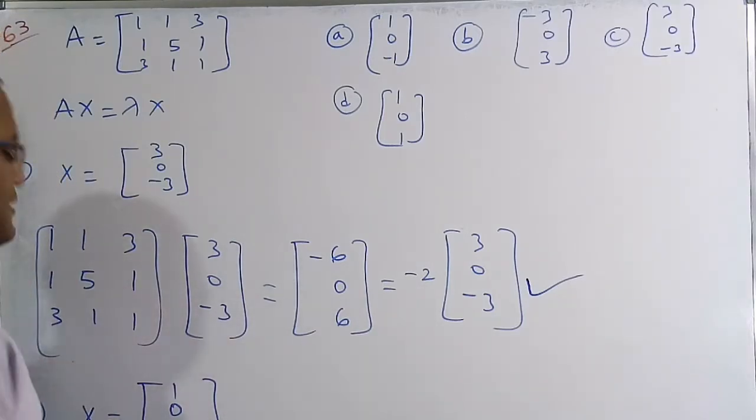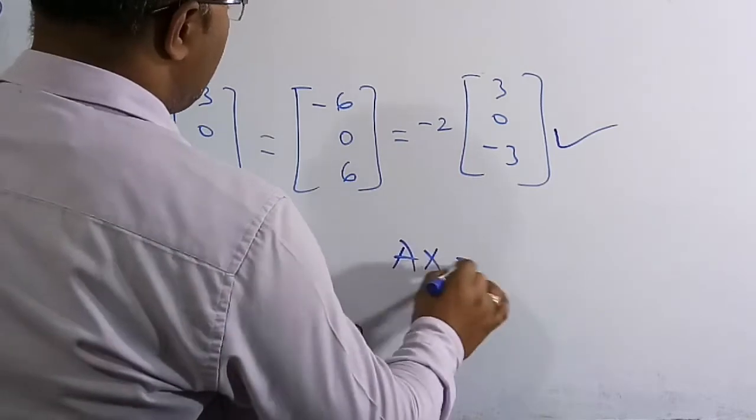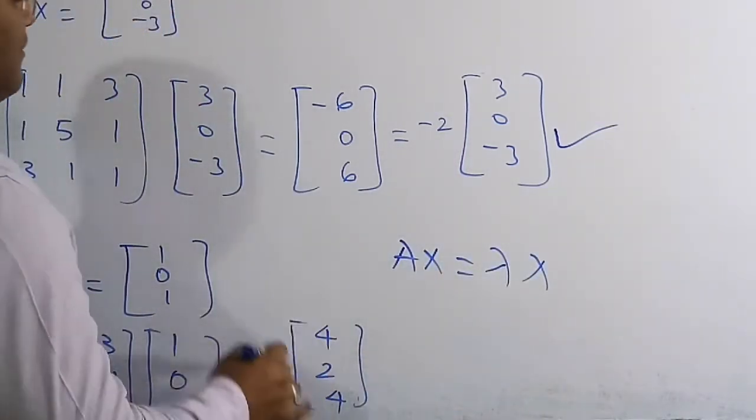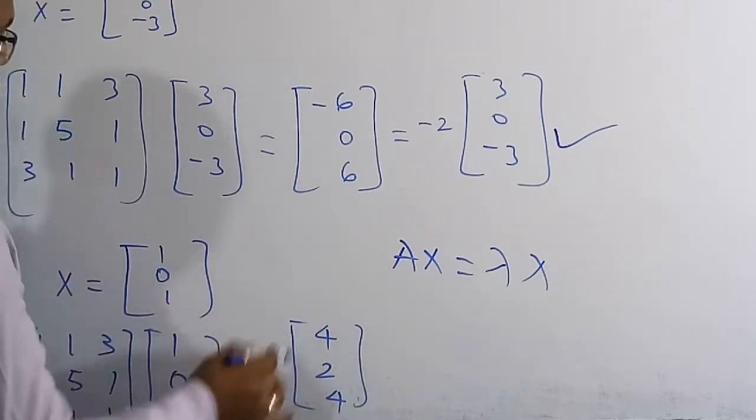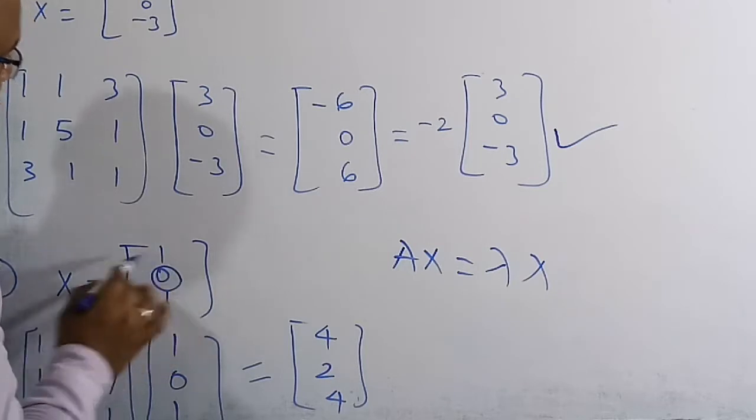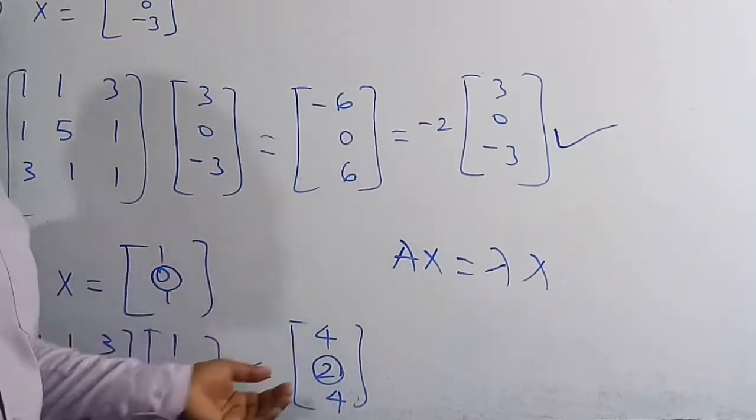So take option D here, 1, 0, 1. So A into x, if you do the product of these two vectors, we are going to get 4, 2, 4. But Ax is equal to lambda into x. So therefore here we have to go for the scalar multiple of that matrix. Means you have to write this matrix in terms of the scalar of this matrix. But you can see this second part is 0, but it is 2. So you can't write a 0 value in terms of non-zero.